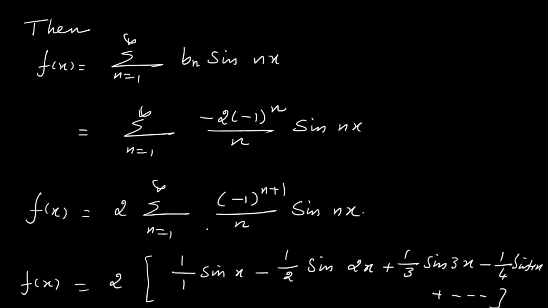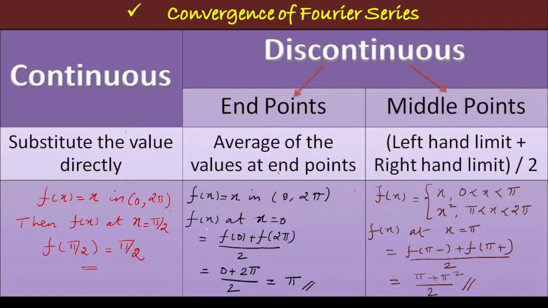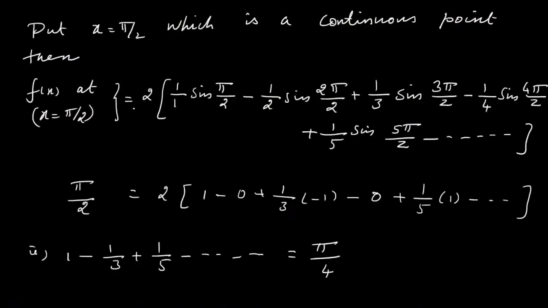From this we have to deduce the series, isn't it? So for that, let me show you the convergence of Fourier series. If it is a continuous point, what do you do? Substitute the value directly. So now we have to take x equal to pi by 2. Because the function is defined in the interval 0 to pi, pi by 2 is the center point. So that is a continuous point.